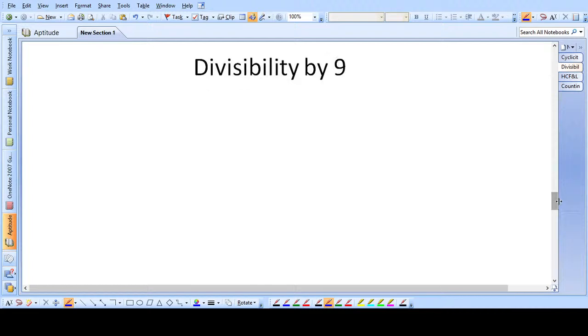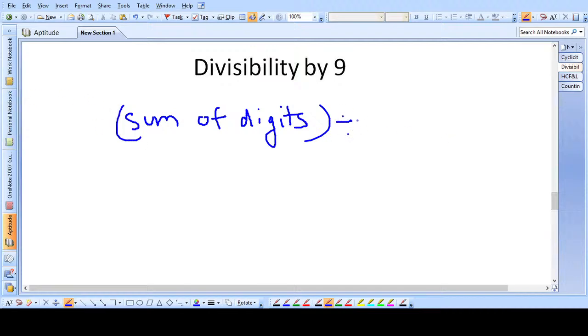For divisibility with 9, it is very simple. The sum of all the digits should be divisible by 9. This is just the condition. So let's take a number as 2, 3, 5.